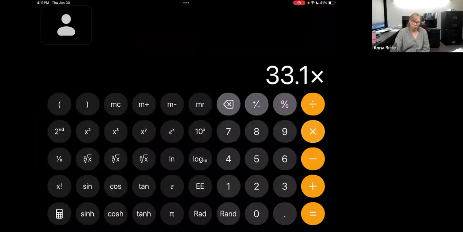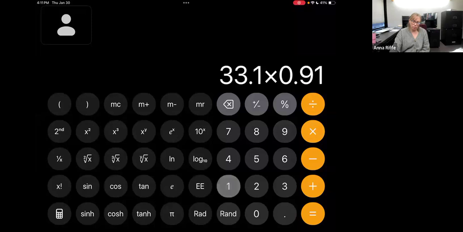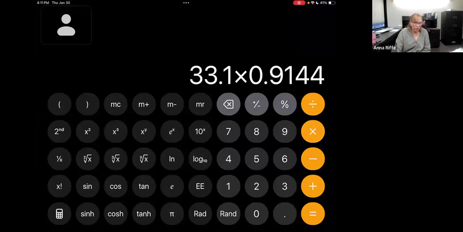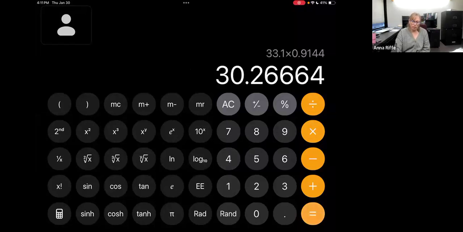33.1 times 0.9144. Make sure I got that correct. Yep. That is equal to 30.26664. Again, I didn't do a great job with saying whether to round or not on this handout, but we could write this exactly, but I think I'm going to round to 2 decimals as 30.27.